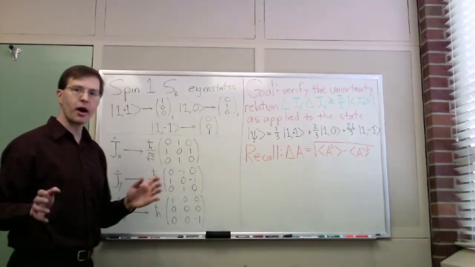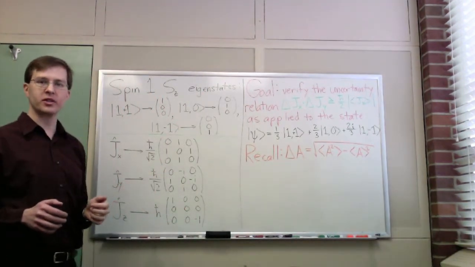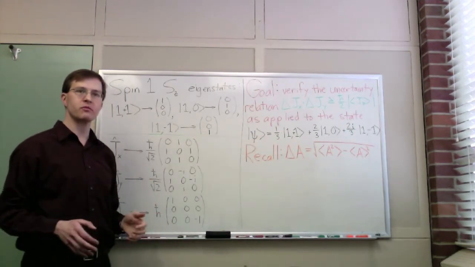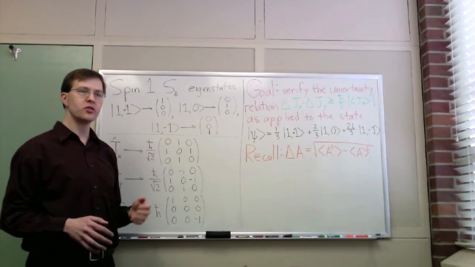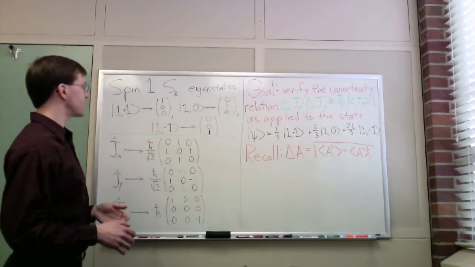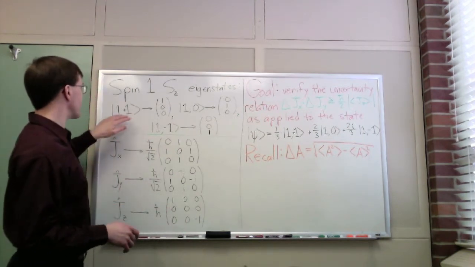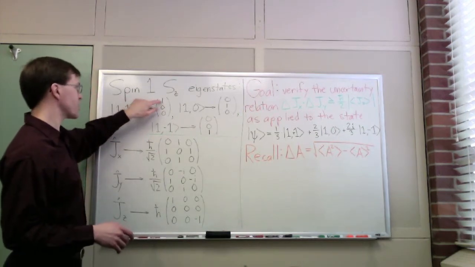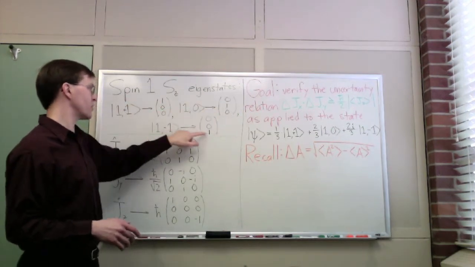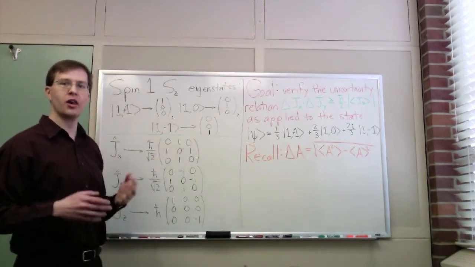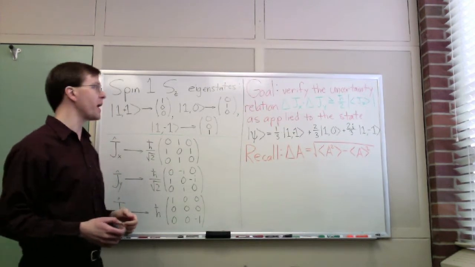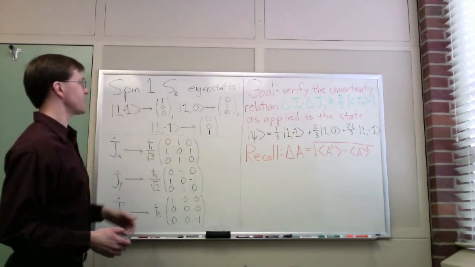So, just to remind you, we're going to do this in matrix language. We could use bras and kets the whole time, but it's going to be much easier, much more straightforward to use matrix language. And to do that, we're going to notice that in the usual representation, the Sz basis, 1,1 is our first element, 1,0 is the second, 1,-1 is the third element of a three-dimensional vector. It's a three-dimensional vector space of states.